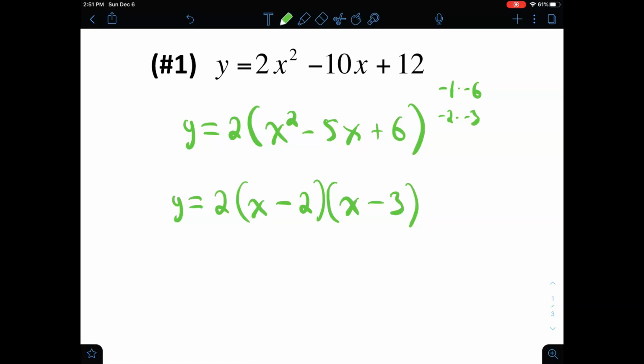What's the next step? Well, we set the y equal to 0. The solutions are where it crosses the x-axis at y equals 0. So let's rewrite the rest of the problem for now.